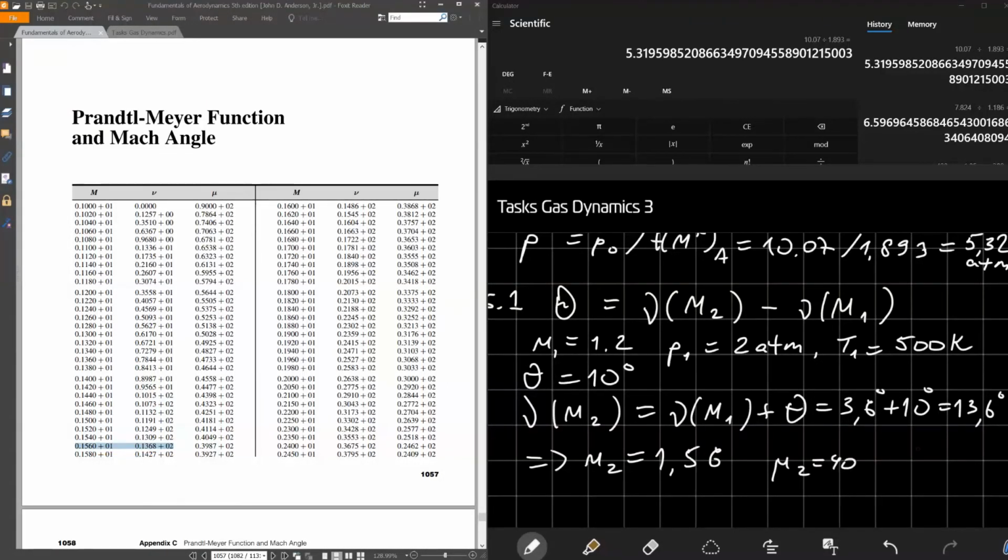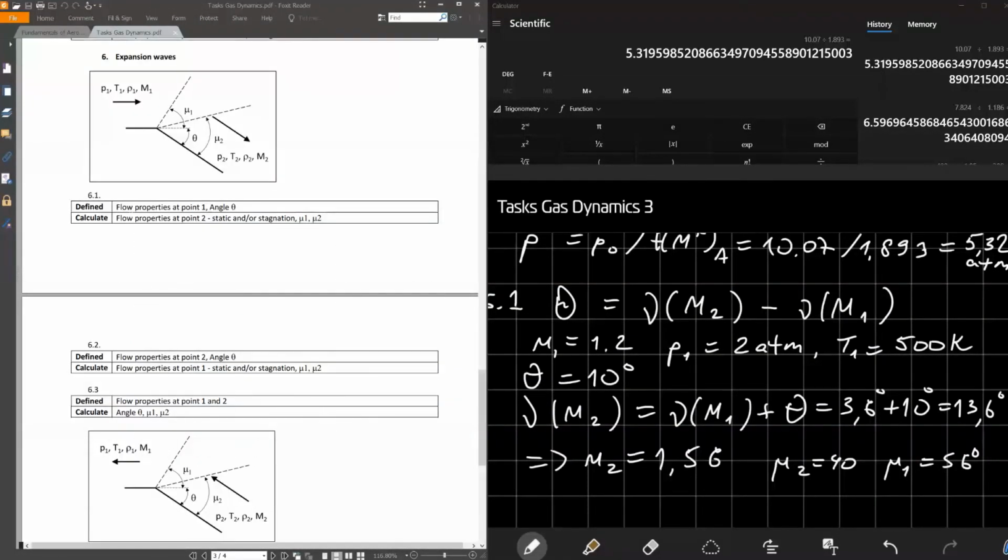Mu2 is equal to 40, and mu1 I had to see from the initial value, right? It's this 56.4. I will write just 56 degrees. So I have the configuration, the geometry of my flow, mu1 and mu2. Mu1 is where changes in the supersonic flow start to happen. Mu2 is where changes of my supersonic flow finish happening. After this mu2, the flow is uniform again and goes according to the direction of the wall.